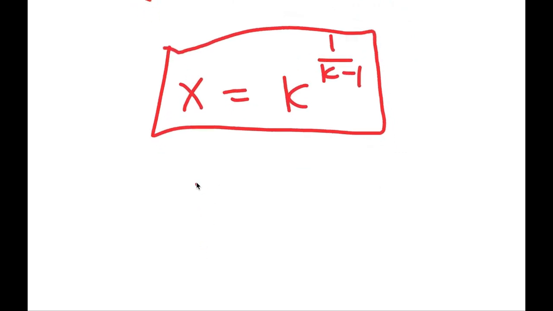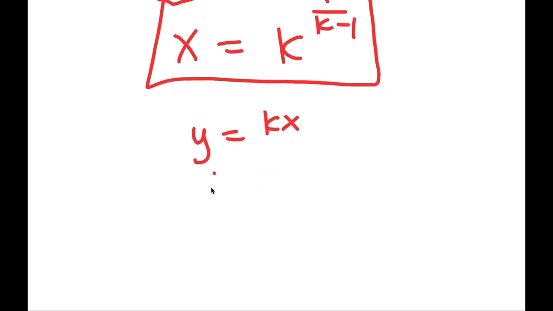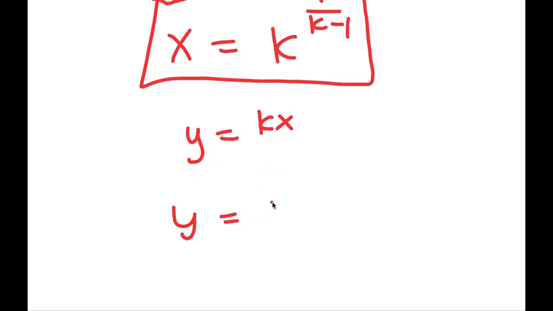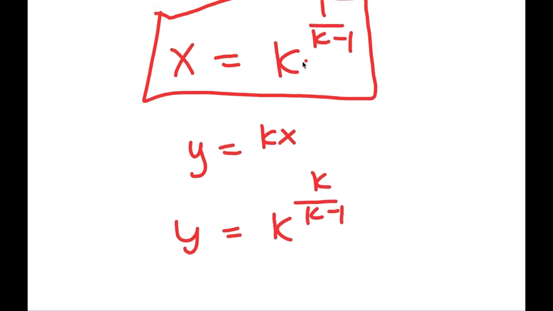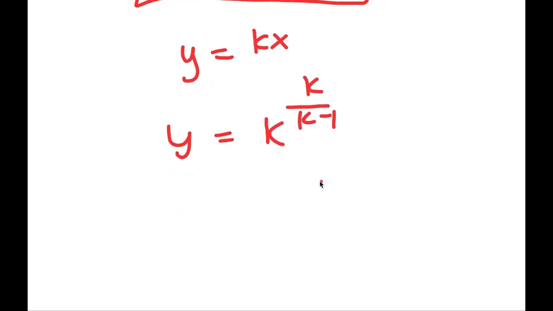So now remember how y is equal to k times x. So this means that y is equal to k to the power of k over k minus 1, because x is k to the power of 1 over k minus 1, so this times k would just be k to the power of k over k minus 1.